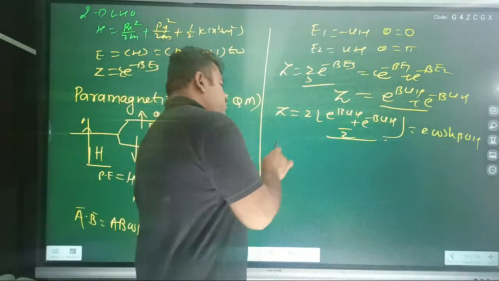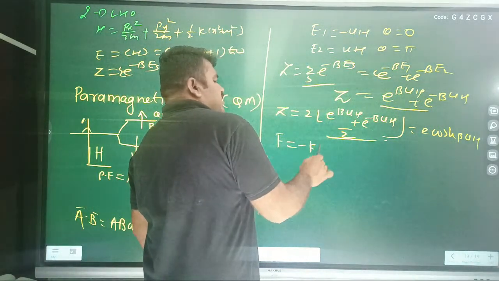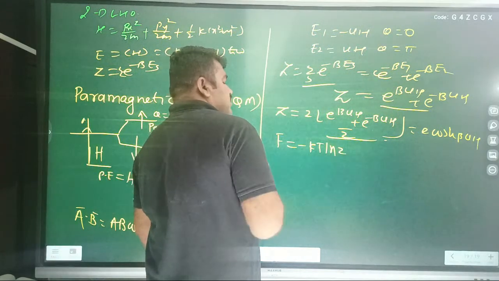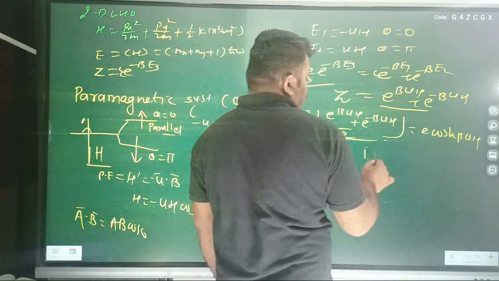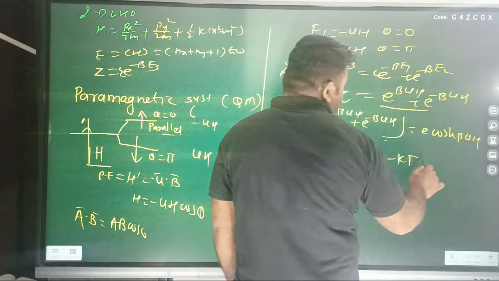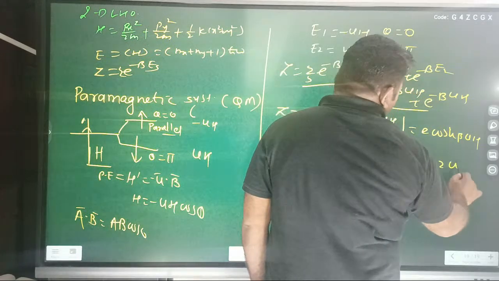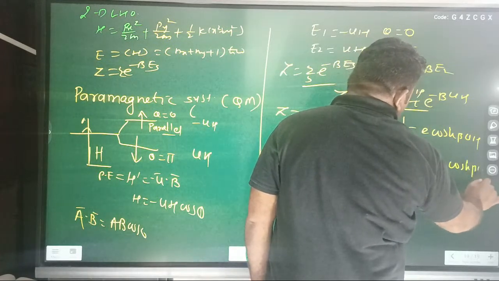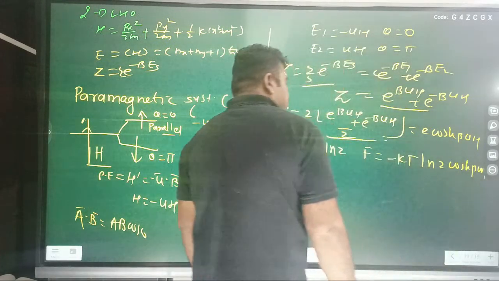Which remaining quantity is here? F is equal to minus kT ln Z. Z is 2 cosh(βμh).